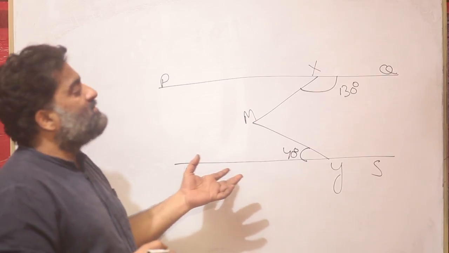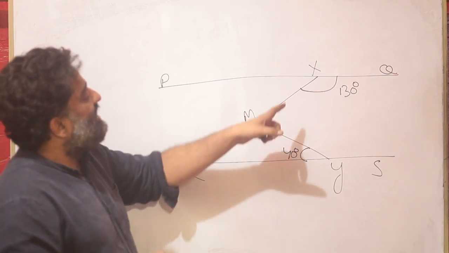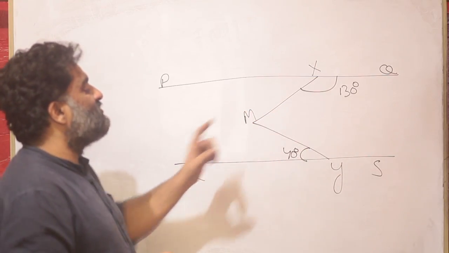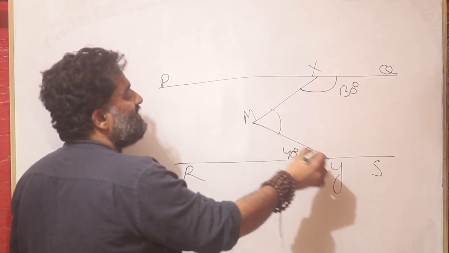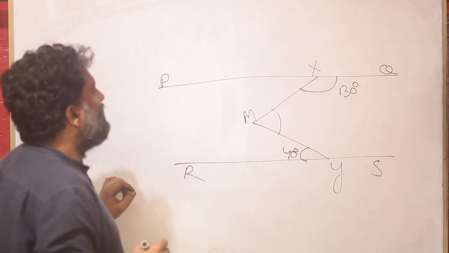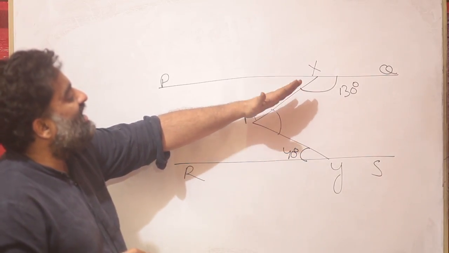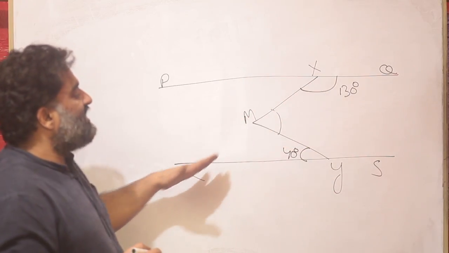So this was the problem given to us. Lines PQ and RS are parallel to each other, and angle MXQ was given as 130 degree and angle RYM was given as 40 degree. And your question was, what is the value of angle YMX? So the lines are parallel to each other, but I don't have a common transversal. I have two transversals here, this one as well as this one. So there is not a direct connection happening.